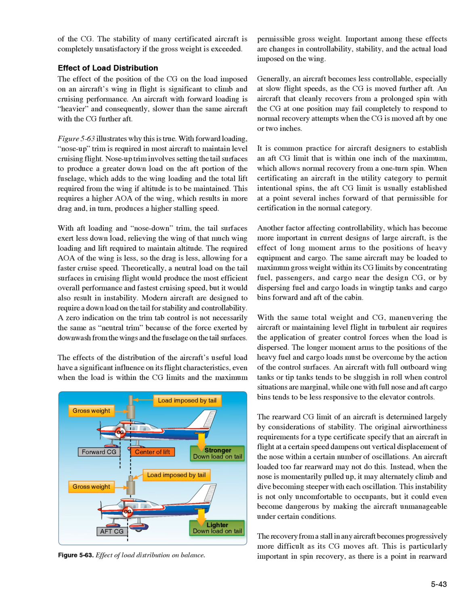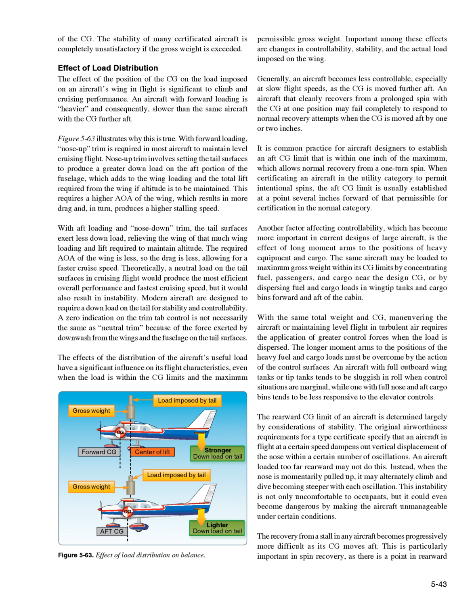The longer moment arms to the positions of the heavy fuel and cargo loads must be overcome by the action of the control surfaces. An aircraft with full outboard wing tanks or tip tanks tends to be sluggish in roll when control situations are marginal, while one with full nose and aft cargo bins tends to be less responsive to the elevator controls. The rearward CG limit of an aircraft is determined largely by considerations of stability.